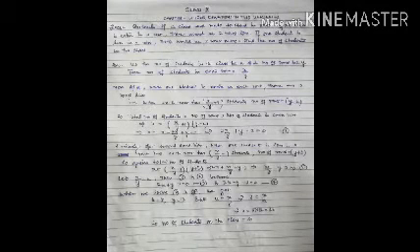Dear students, just like yesterday, I am going to discuss two important questions from the chapter linear equation in two variable. First question is, students of a class are made to stand in rows. If one student is extra in a row, there would be two rows less. And if one student is less in a row, there would be three rows more. Find the number of students in the class.